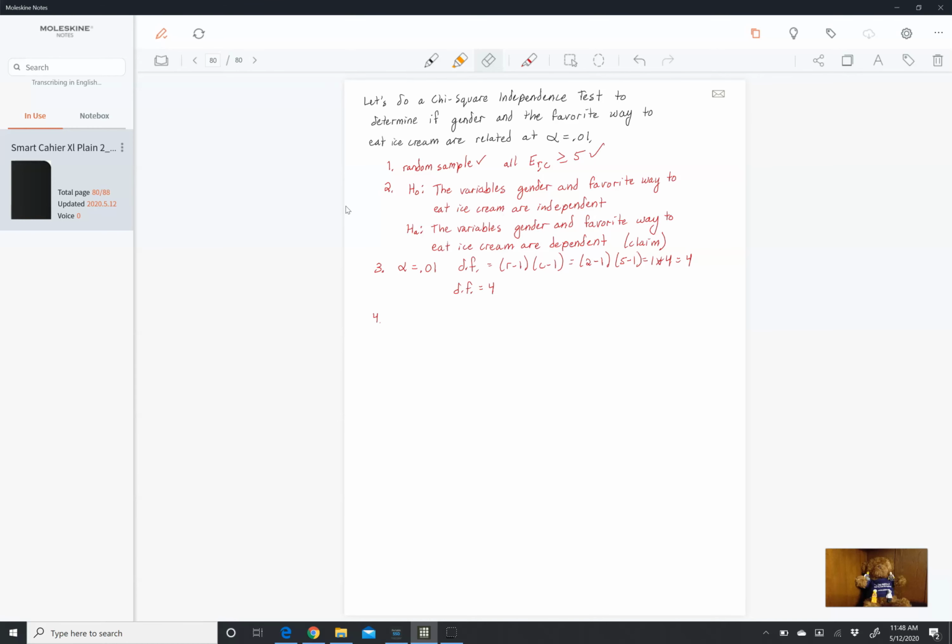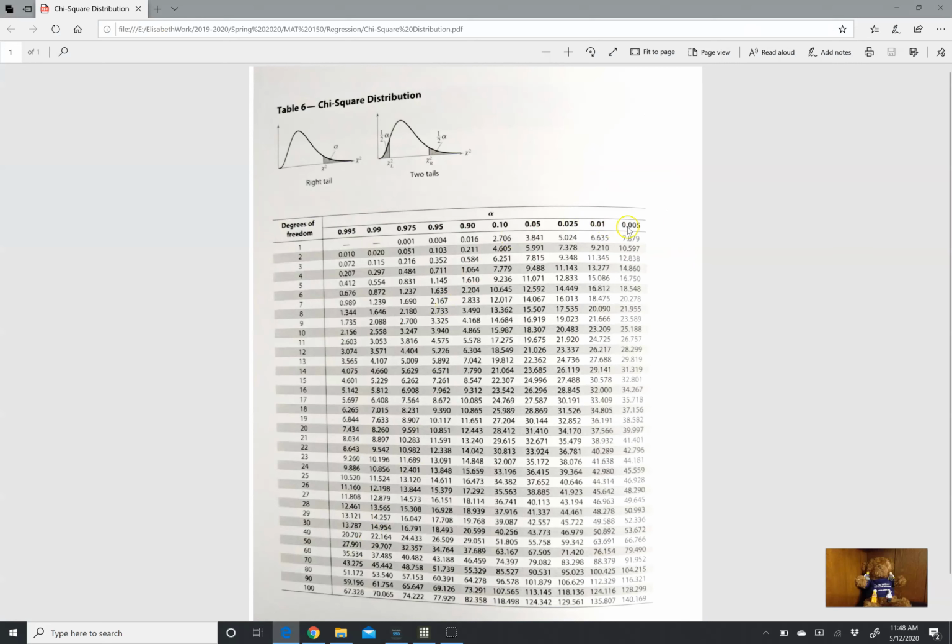Now we need to figure out what our critical value is and identify the rejection region. So we're going to go to the chi-square chart. We're going to look up 0.01 as our level of significance and 4 degrees of freedom. So here's 0.01. Degrees of freedom at 4 is 13.277. So here's the 4. Here's the 0.01. So we're looking at that intersection there.